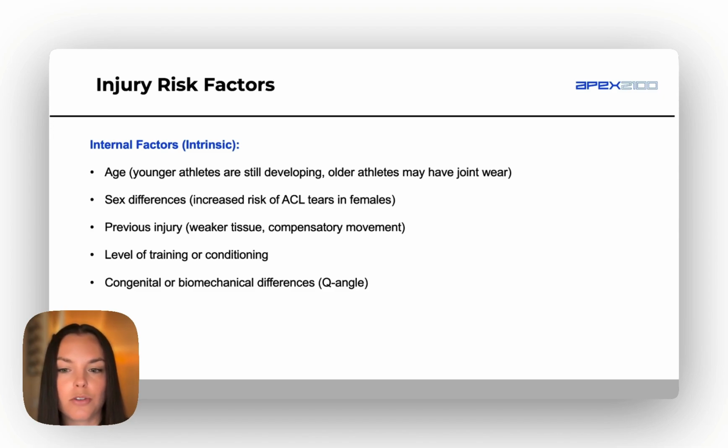The level of training or conditioning, so athletes with higher levels of training generally are less prone to injuries as they've got better muscle strength and mobility. And then congenital or biomechanical differences. So I already touched on this. The Q angle is what I was talking about before, how women have a greater or a wider pelvis. So the angle of their quadriceps is larger, and that puts a lot of strain on the knee. So Q angle stands for quadriceps angle.